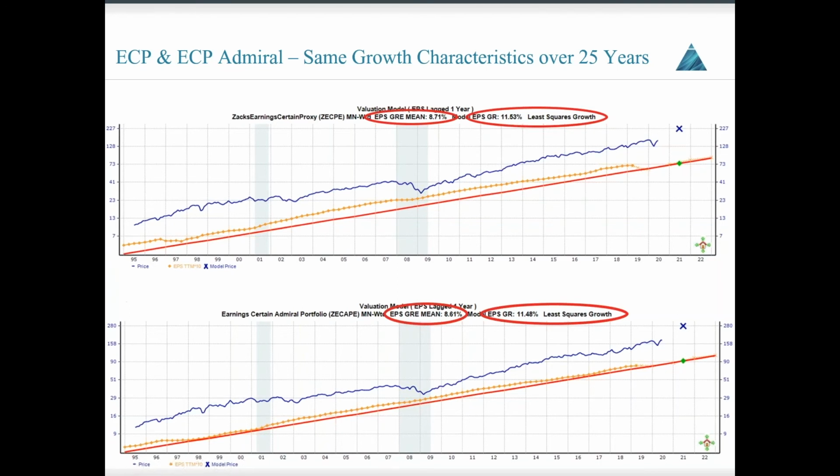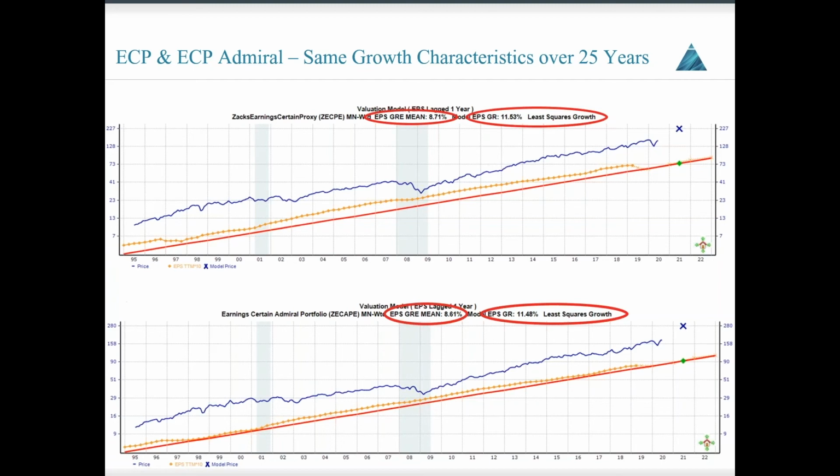And so you can imagine how thrilled I was when I produced the original Admiral this year, and when I loaded the composite into the valuation model to find that my growth was almost spot on, 8.61 and 11.48 for least squares actual growth. And this came after removing 45 of the original Earnings Certain Portfolio names that were basically suspects of the reopen phenomenon that's taking place right now.